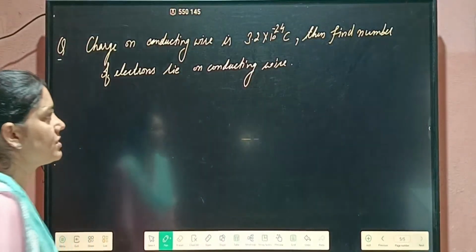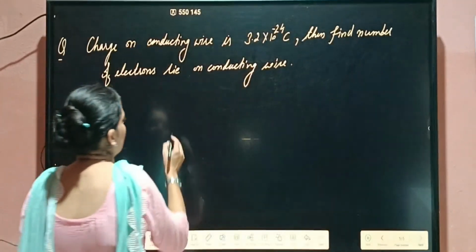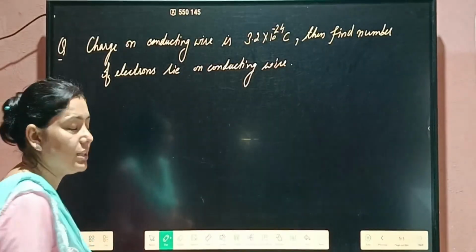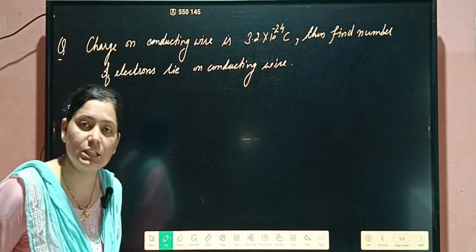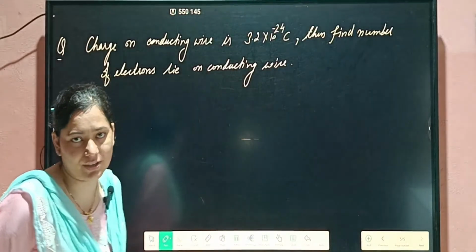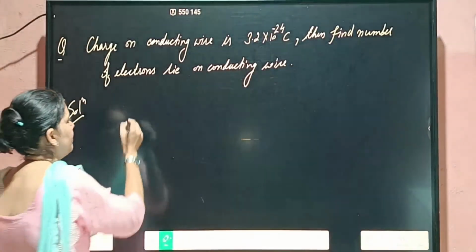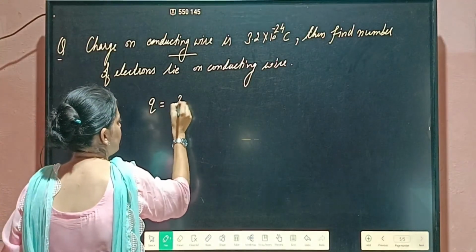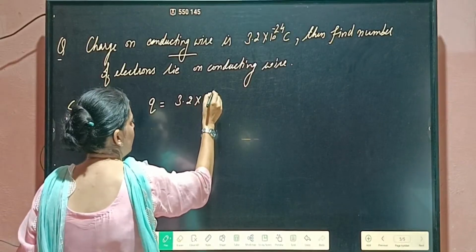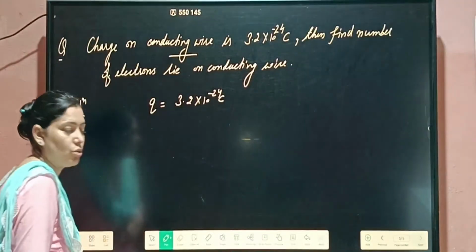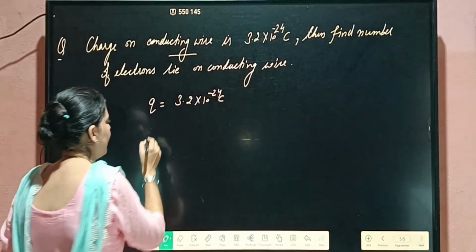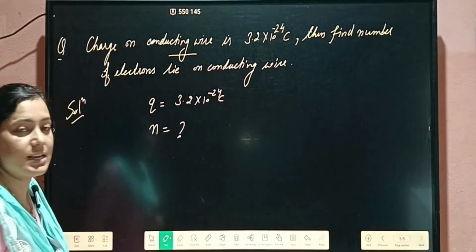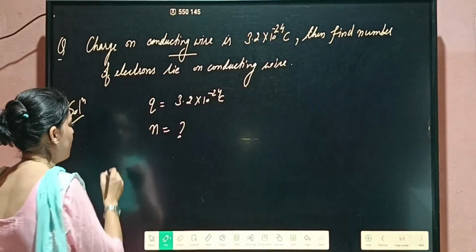So how can we find this number of electrons? In this question, this time the charge is given. Now you have the total charge given on a surface, and you have to find the number of electrons. So again we can apply the formula. The total charge given on the conductor is 3.2 into 10 raised to power minus 24 coulomb. Total charge is given, so what do you have to find? You have to find n. What is the number of electrons which lie on the conducting wire? So how can we find it?